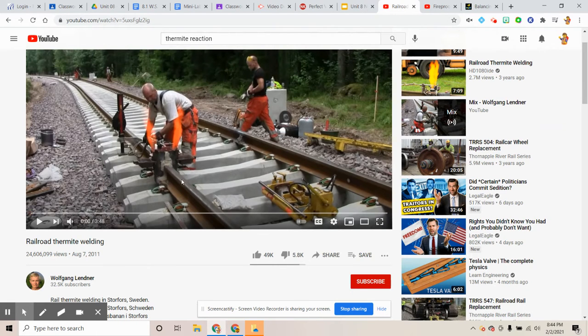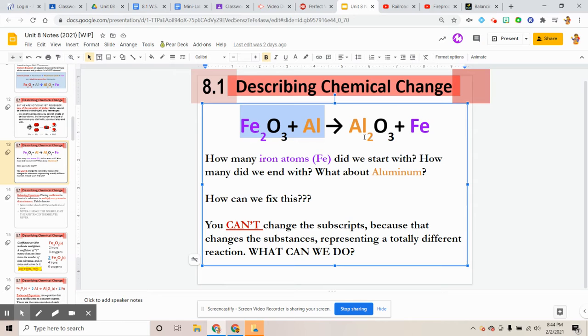Here are a couple of guys who are laying down new railway line. Now, these rails are made of iron, but they come in sections that are only 50 feet long. How do they attach them together? Well, what they do is they use the thermite reaction. All right, over here, we see the thermite reaction.